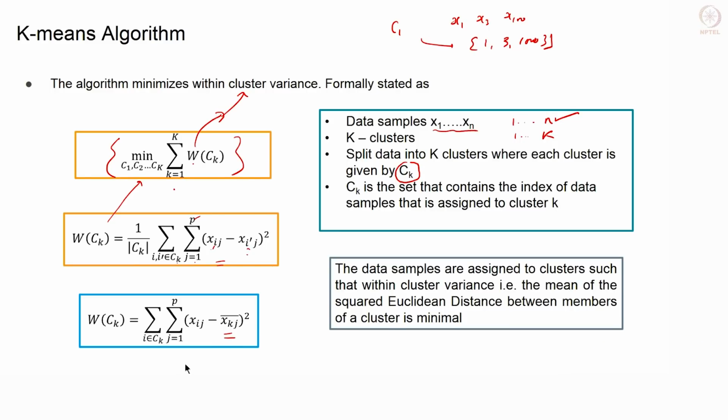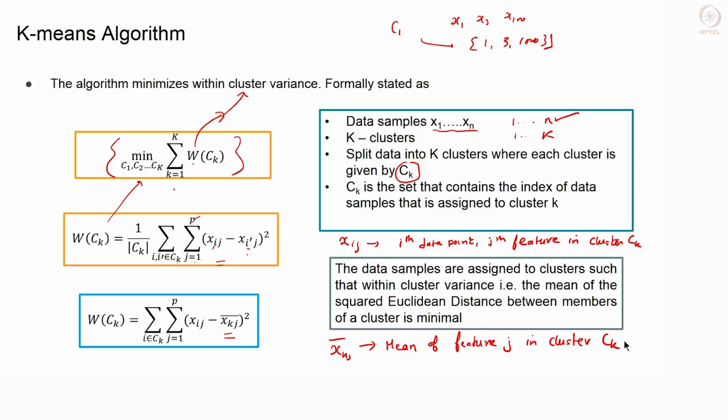So, here if we look at this x I j, the inner summation, where j is the feature index. x I j is basically the ith data point, jth feature in cluster Ck, right, and x k j bar, the average, is basically the mean of feature j in cluster Ck, correct. Okay. It is a mean.